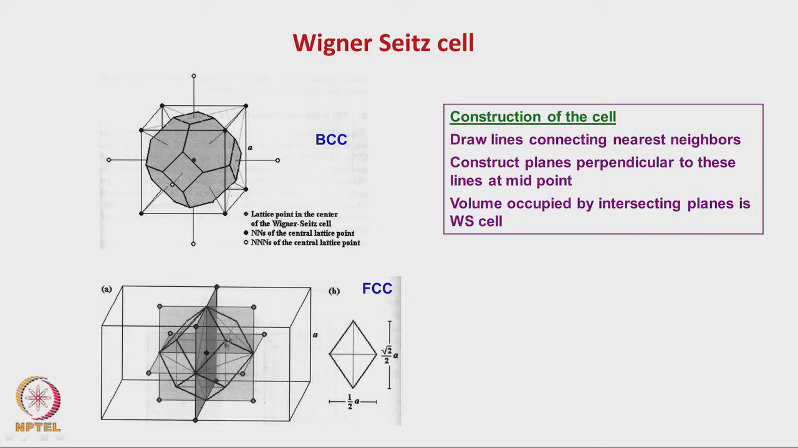Similarly, for FCC, if you try to consider, this will be essentially like rhombuses. That is essentially 110 type of surface with which that polyhedra will be made up of.